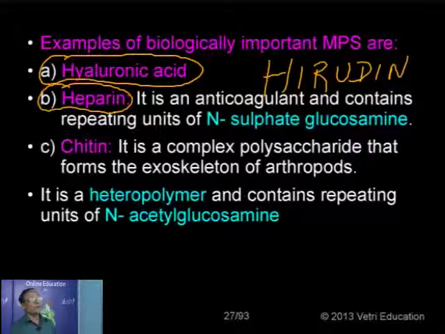Whereas hirudin, a protein, is another anticoagulant formed in the saliva of the leech, just to keep the blood in a fluid state for continuous flow of blood while the animal is sucking. Now let's see something about heparin. This is a comparison between these two, hirudin and heparin.